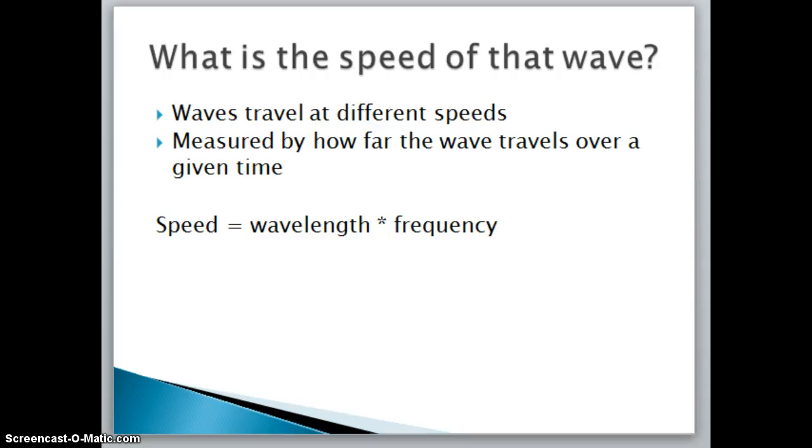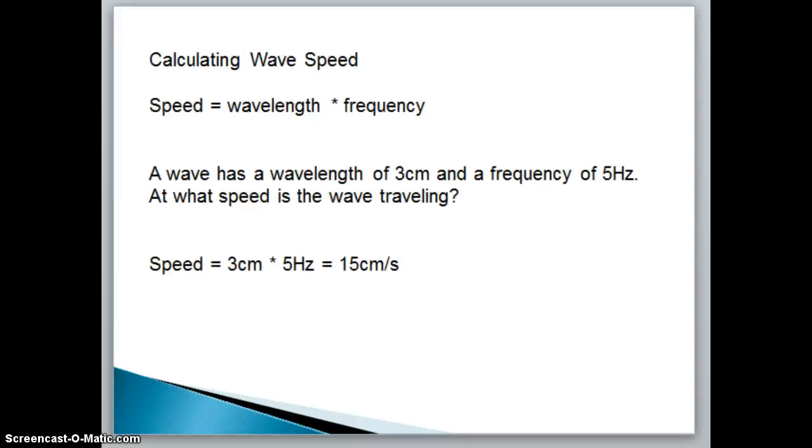Not only will a wave travel at a certain speed through a particular medium, but we can measure how far the wave travels over a period of time. And we can calculate the speed of that particular wave by taking the wavelength times the frequency. So what does that look like? Well, if we wanted to actually calculate the speed of the wave, you take the wavelength times the frequency.